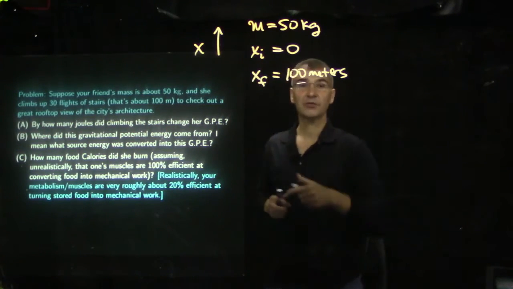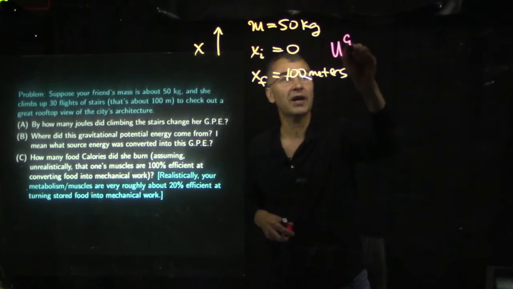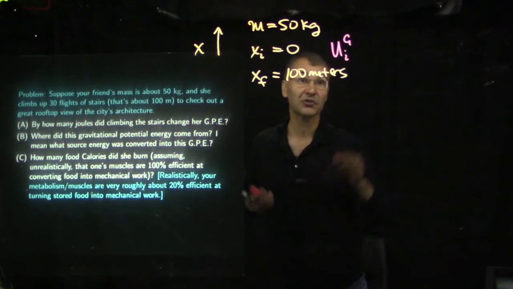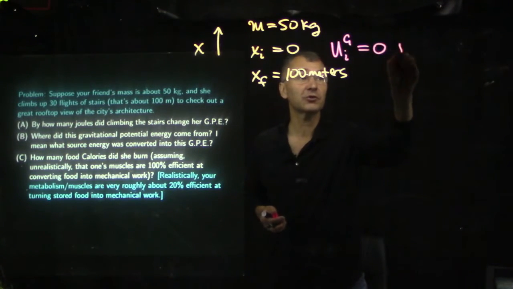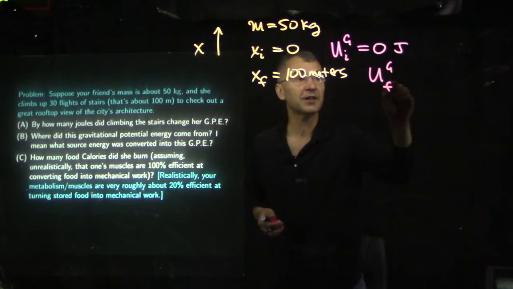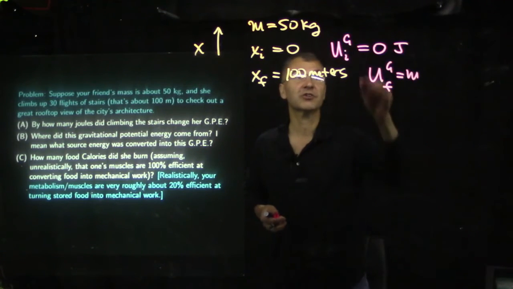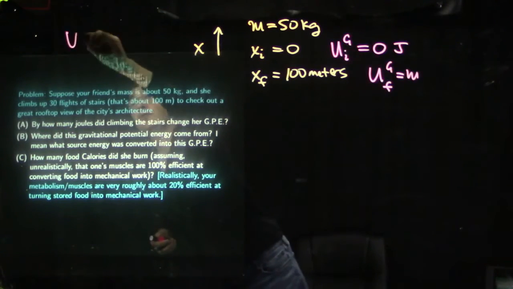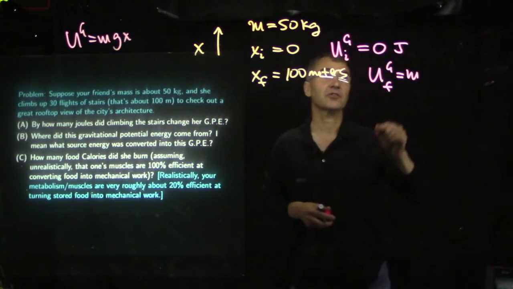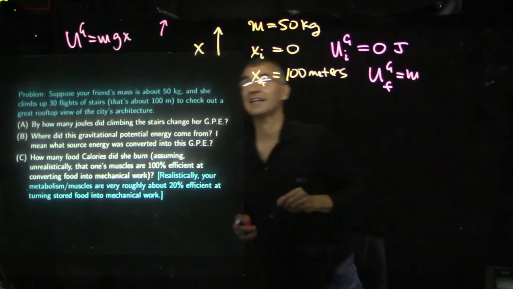So we'll just take x equals 0 to be U equals 0. So this is U gravitational initial. This is the friend plus Earth system. This is 0 joules. And then we have U gravitational final, this is mg times x, so I took a shortcut, right? Because we have U gravitational is mgx, where x means height. I really should say mgh.